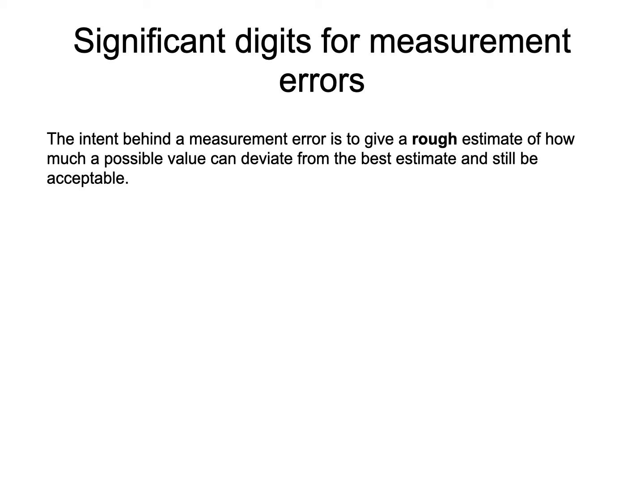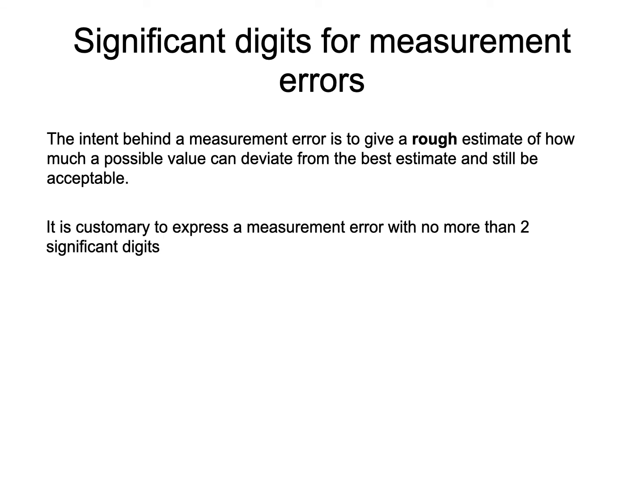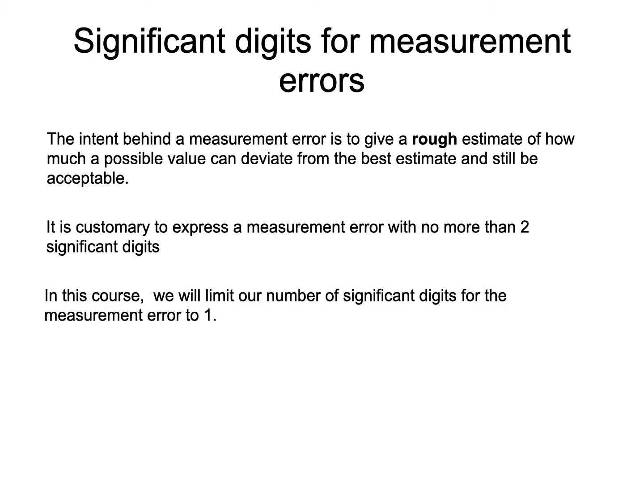A measurement error of 0.3481 centimeter is not useful. The relevant information is that it is roughly 0.3 centimeter. It is customary to express a measurement error with no more than 2 significant digits. In this course, we will limit our number of significant digits to 1 for the measurement error.